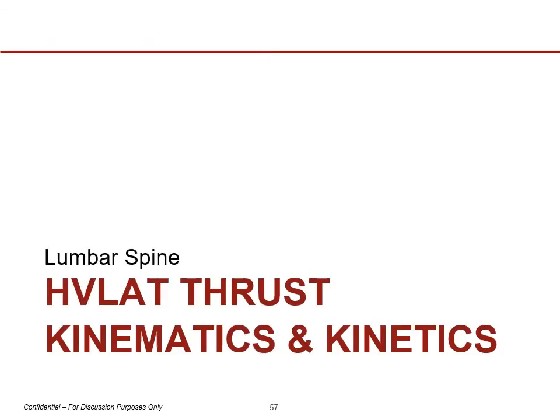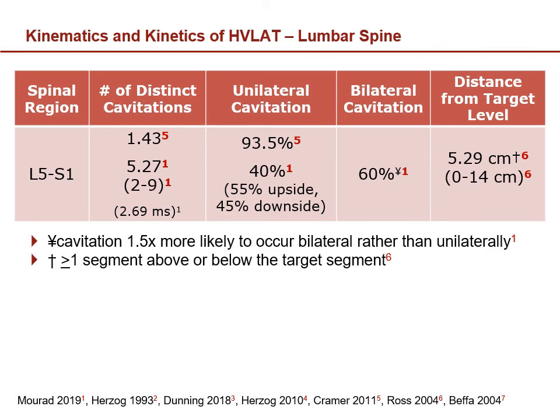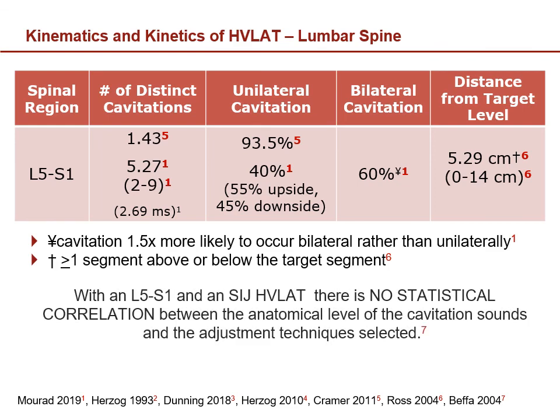Okay, and then onto the lumbar spine. Similar to the other spinal segments and regions that we looked at, you have a table here. When we're looking at the L5S1 thrust technique, you can see that the number of cavitations can range anywhere between 2 and 9, with an average, depending on the study, of 1.4 versus 5. And the duration of the cavitation occurs over less than 3 milliseconds. The unilateral cavitation of the L5S1 is 93% in one study and 40% in another, so quite a spread.